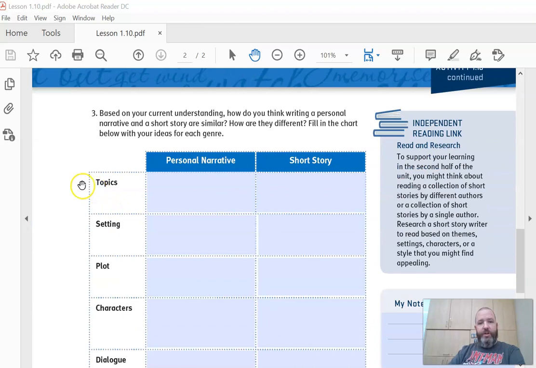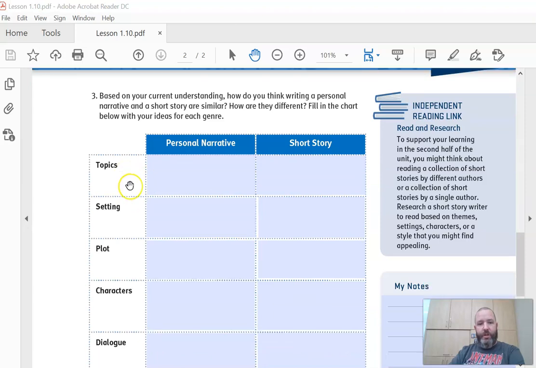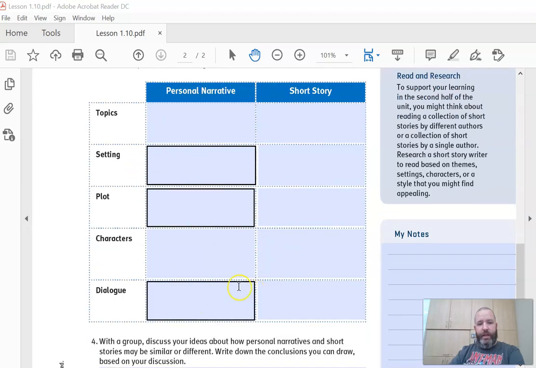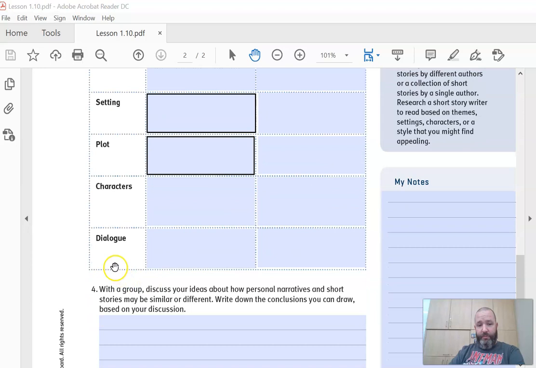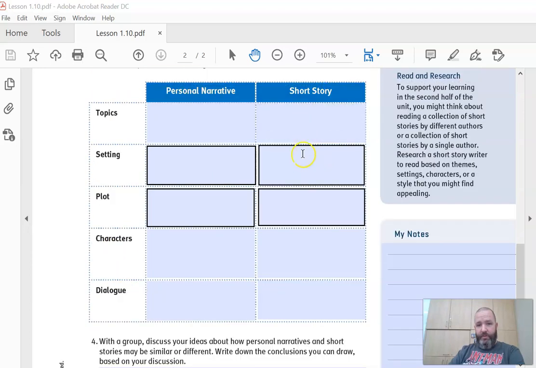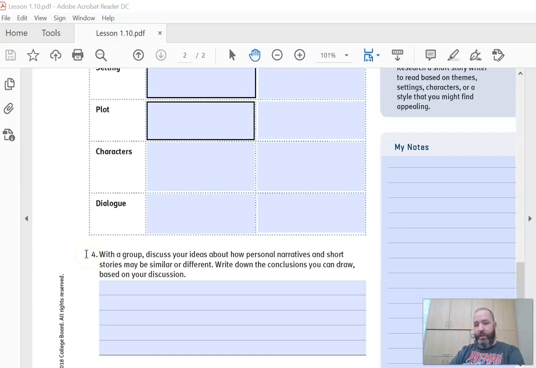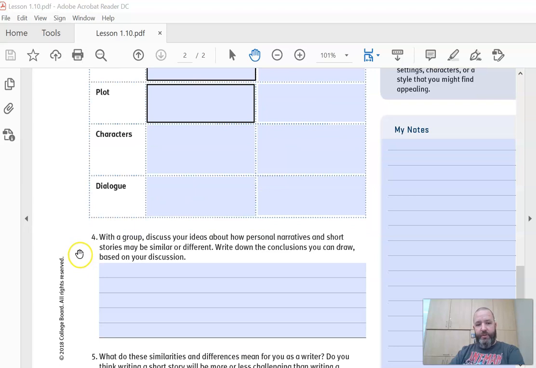All right, based on your current understanding, there's a chart to fill out. How do you feel that writing a personal narrative and a short story are different? Okay, so for the topics, how can they be different? For the setting, for plot, for characters, and for the dialogue. Mostly, the short story section is going to be able to have much more fictional stuff, outer space, aliens, all that stuff that kids usually have fun with.